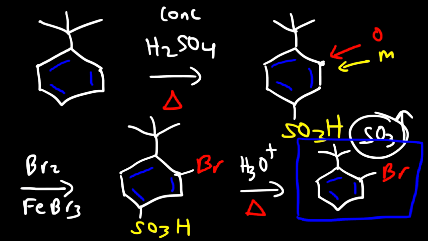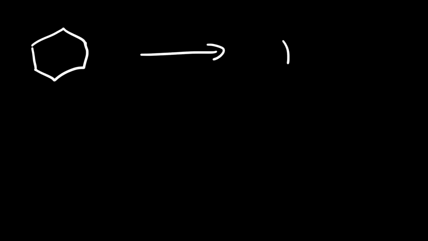So thus you can see the advantage of using a blocking group. You can use sulfonic acid to block a position, and then once you add your group, you can desulfonate the ring, removing the blocking group, giving you your product. Now there's one more example that I want to go over. So let's make a tri-substituted product. So starting from benzene, how can we put these three groups in these positions?